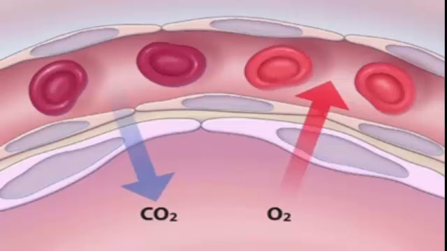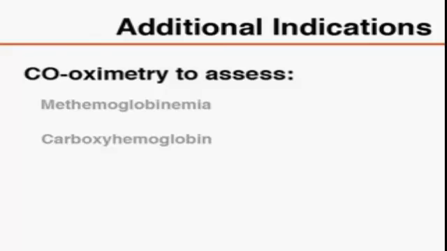Measurements of arterial pH and the partial pressures of carbon dioxide and oxygen provide accurate information on the status of acid-base balance and gas exchange. Another indication for arterial blood gas analysis is co-oximetry in order to assess for methemoglobinemia and carboxyhemoglobin.